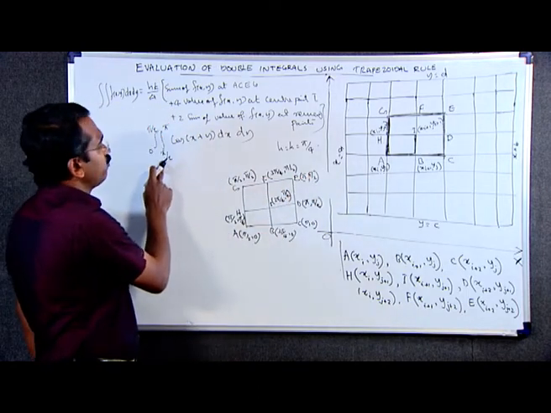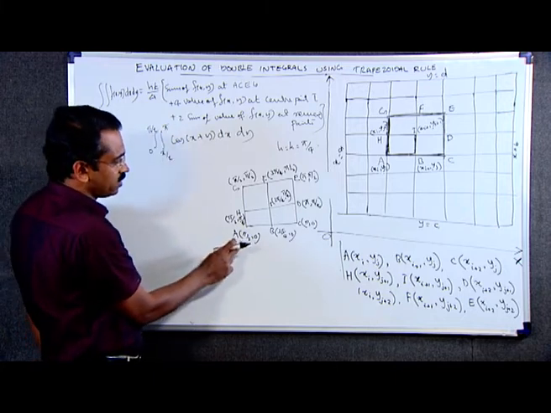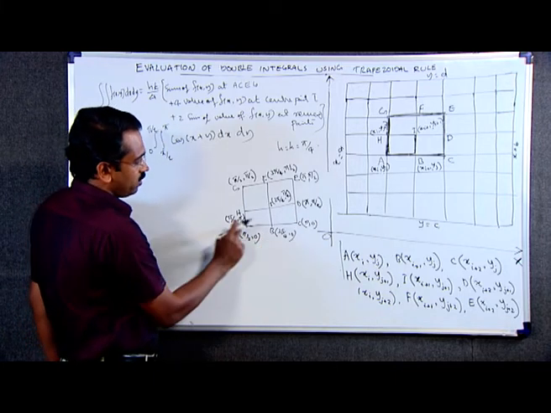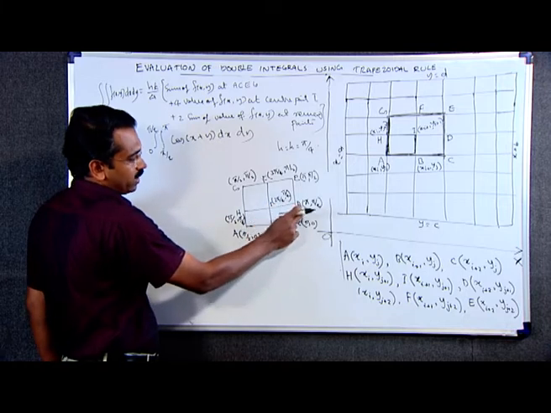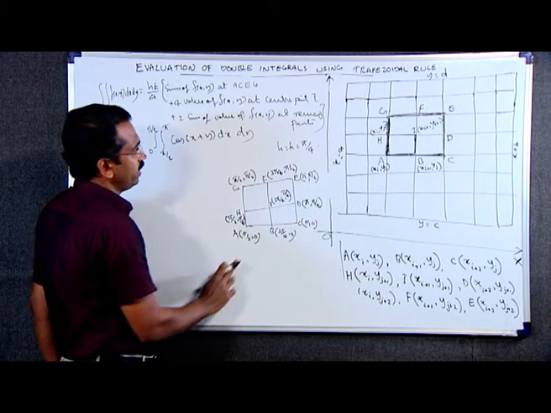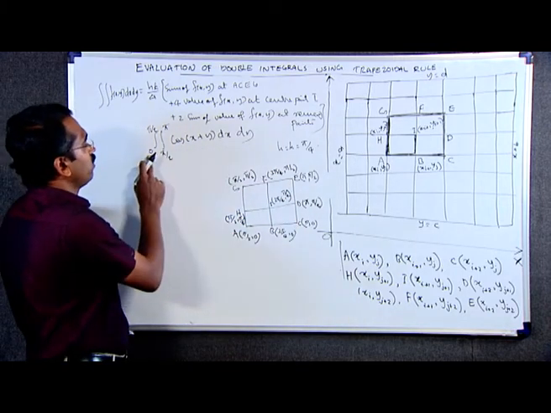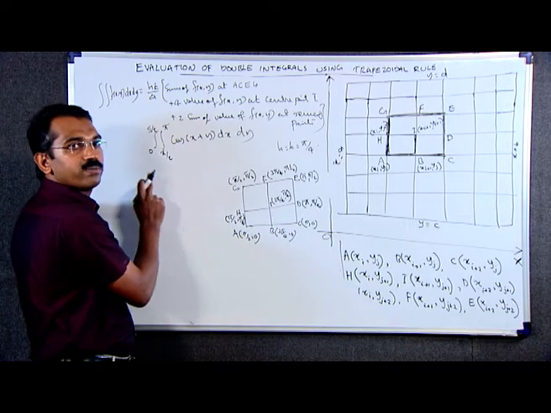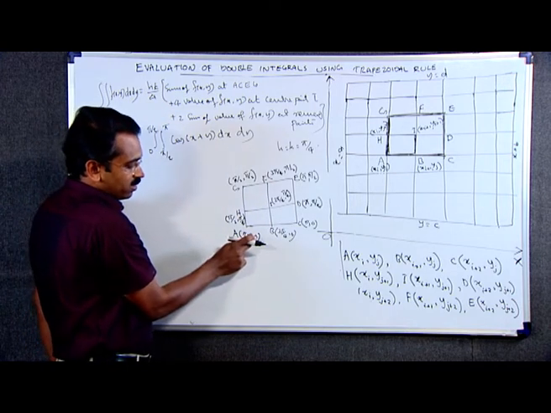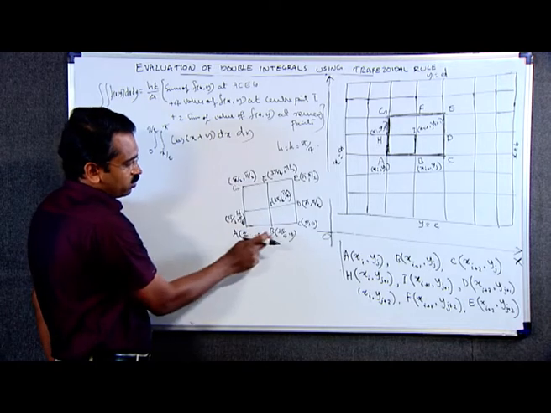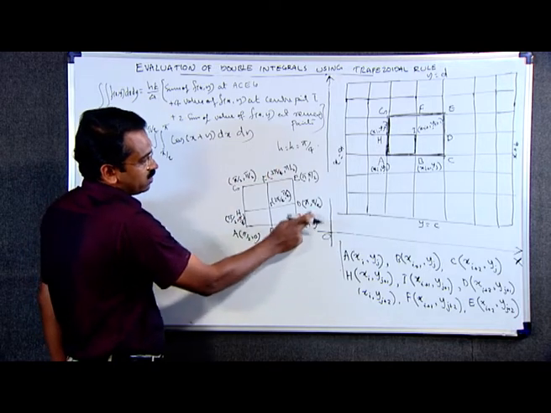Here the variation of x is from pi by 2 to pi, that is pi by 2, 3 pi by 4, pi, and the variation of y is from 0 to pi by 2. Here the y coordinate is 0, then pi by 2, and so on.